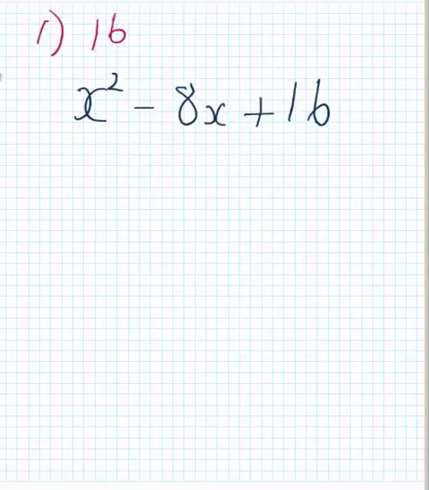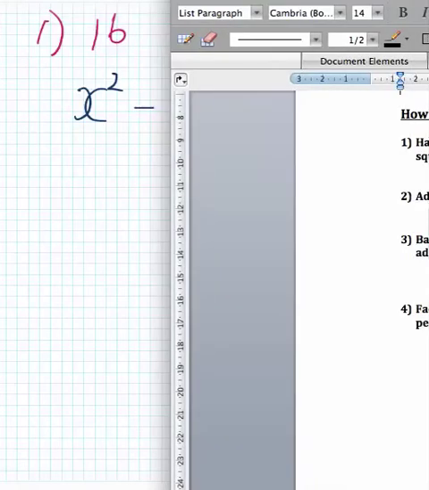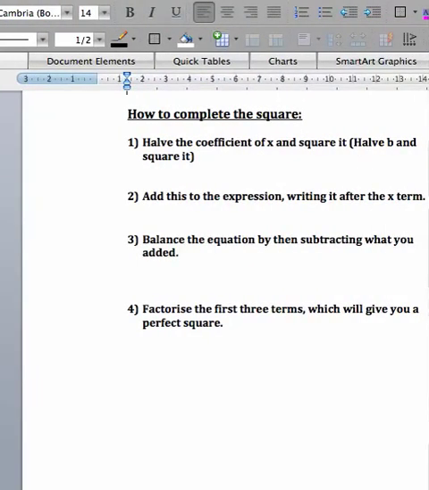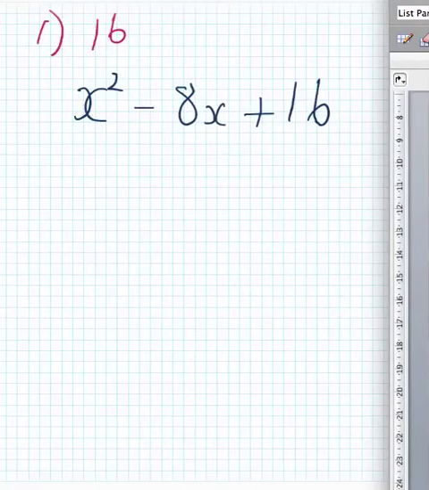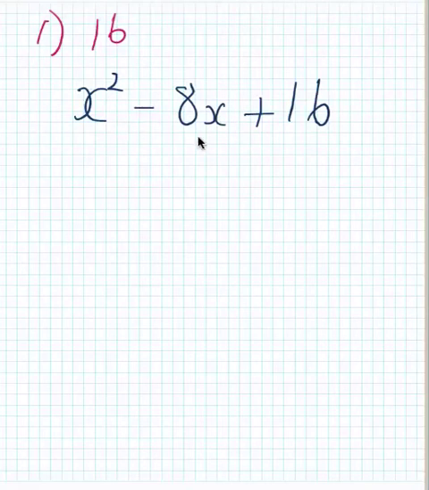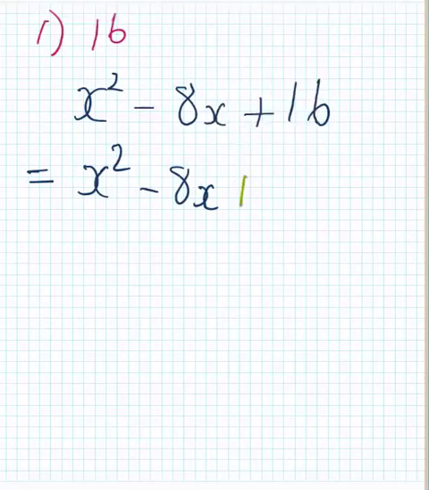So with our first step, we got our 16. Our second step is to add this to the expression. So add step 1 to the expression, which was 16, writing it after the x term. So there's our expression, the trinomial. So I'm going to add it to the equation, but after x. So our next step is, x squared is just x squared minus 8x, we write it again. Now here, this is where we have to add the 16, okay?